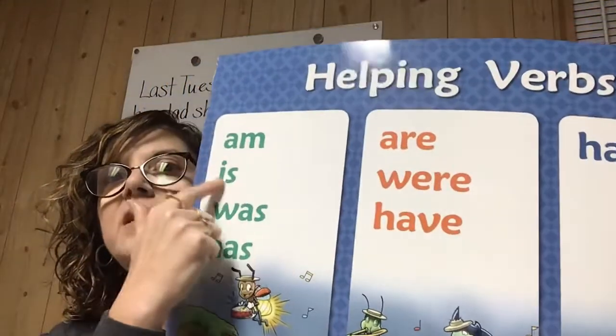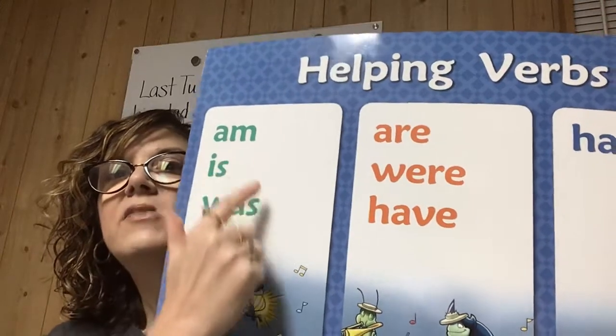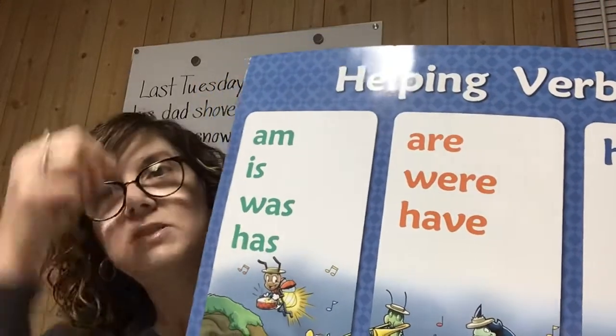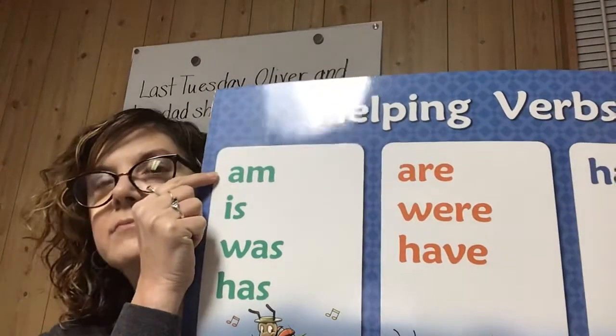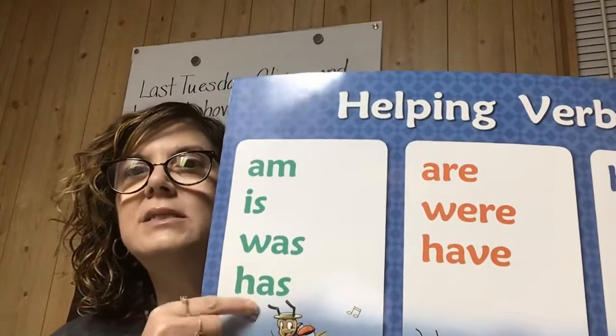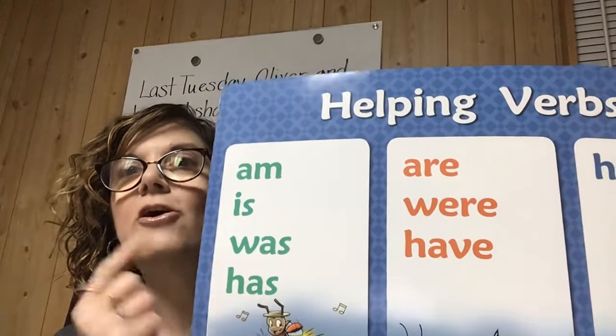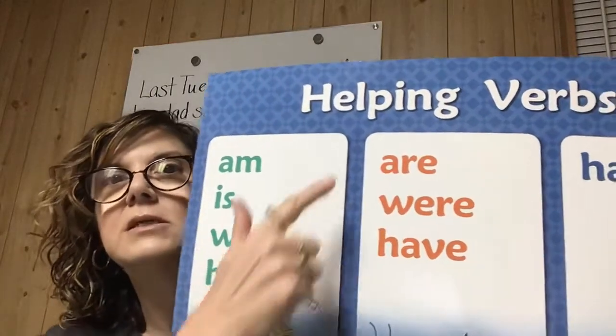But the am, the is, the was, the has, they are all singular, used with singular. I is only used with am, the word I. Okay, but is, was, and has, the ones that end in an S, are used with a singular subject.